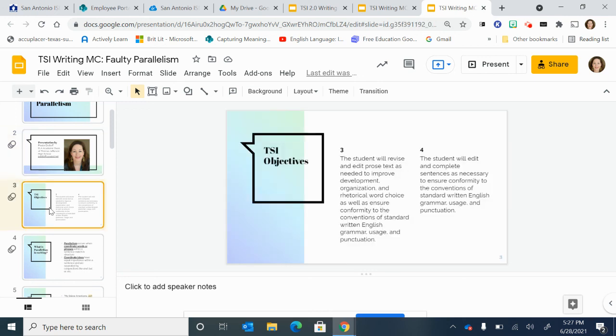I always put the objectives on there just because if you're ever doing a lesson in your class, and they're checking and saying, are you showing your objectives? Are you making those objectives known to the students? The TSI objectives are there. You could also link them to STAAR objectives if that was something that works for your class.